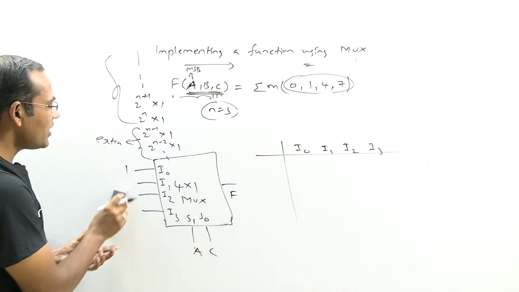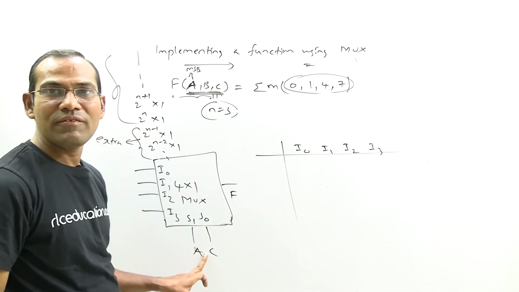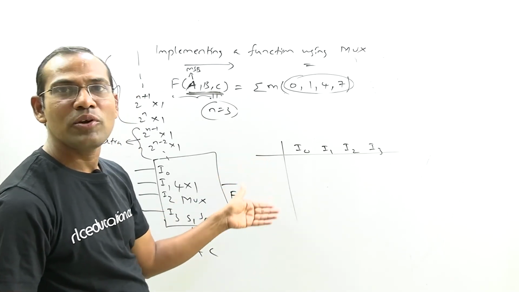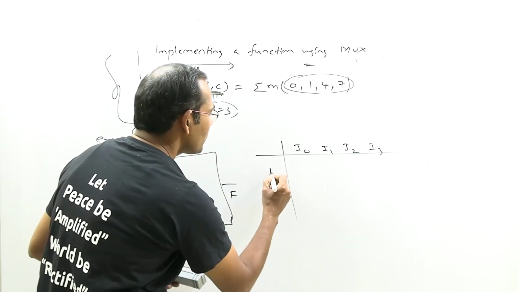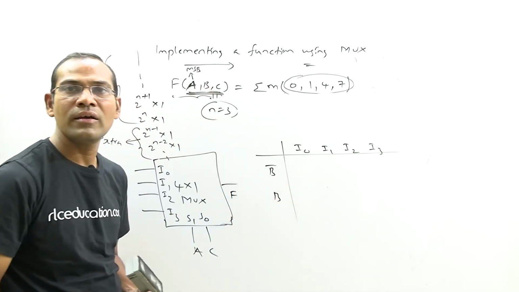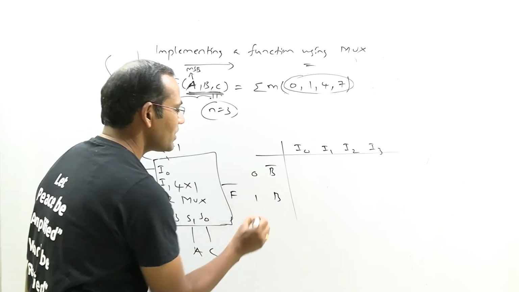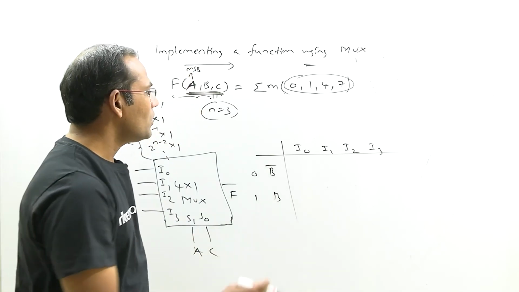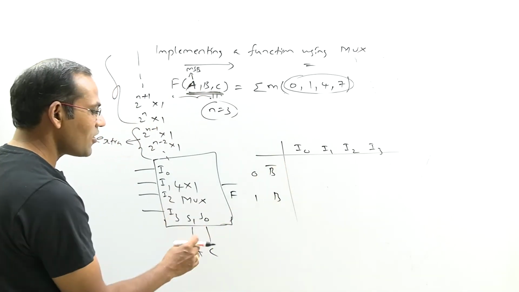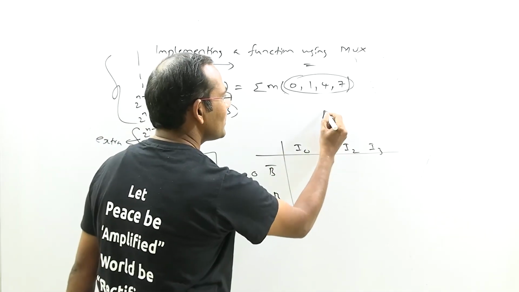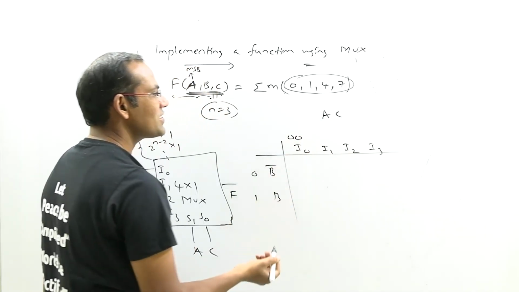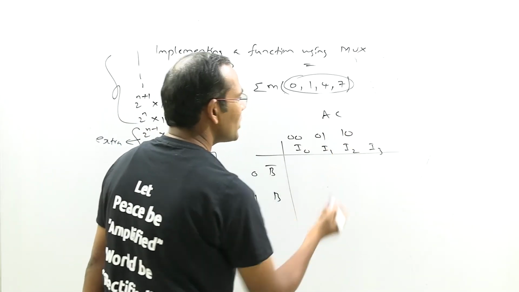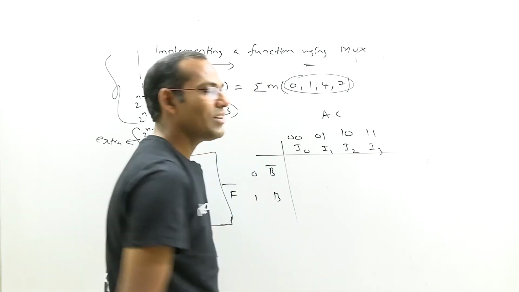So here the remaining variable is B. So this side is the remaining variable combination: B bar, B. B bar means 0, B means 1. That's the binary value. Now this mux is controlled by AC. So this side is AC. When AC is 0, 0, I0 is selected. AC is 0, 1, I1 is selected. AC is 1, 0, I2 is selected. AC is 1, 1, I3 is selected.